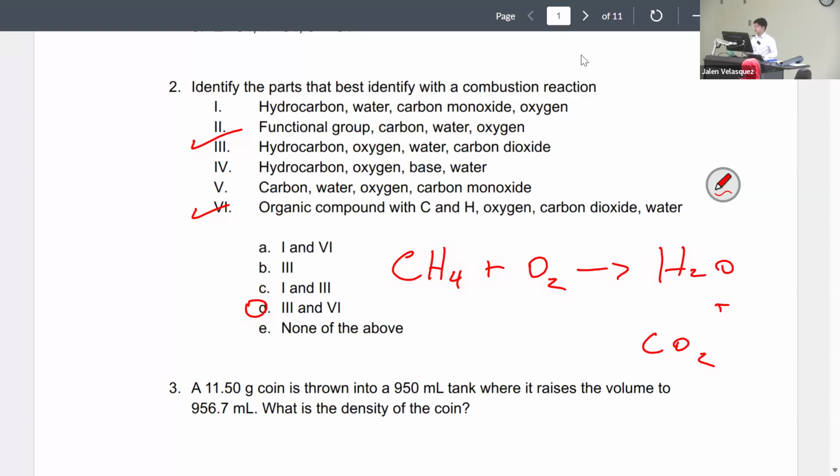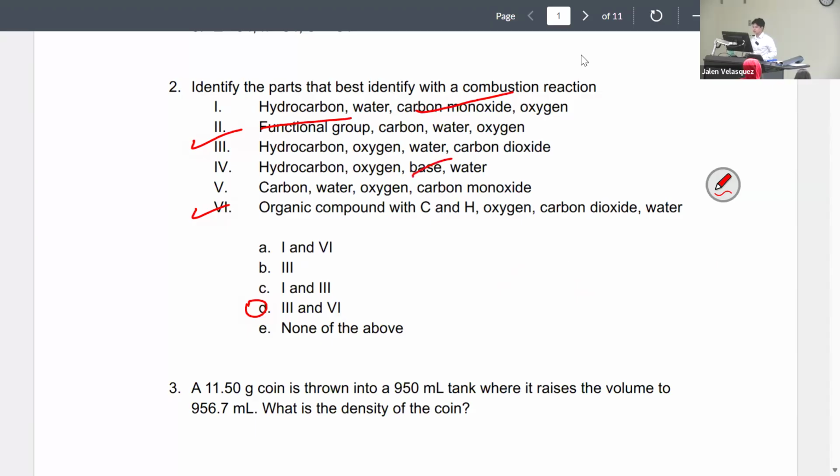So let's look at what's incorrect here, right? For 1, this is incorrect, right? Carbon monoxide. 2, functional group, that's incorrect. 4, a base, that's garbage. And 5, carbon monoxide also. That's not good, right? So 3 and 6 are correct here. Okay, any questions with combustion for number 2?